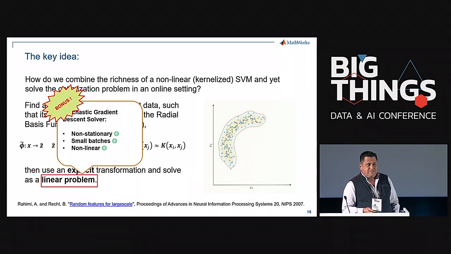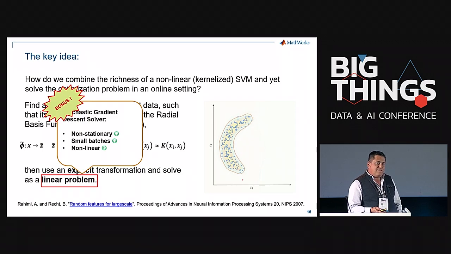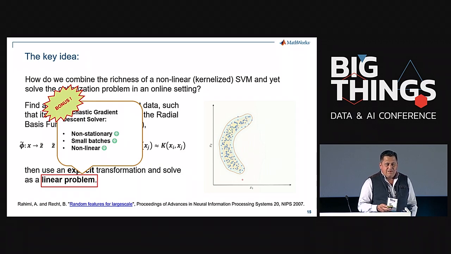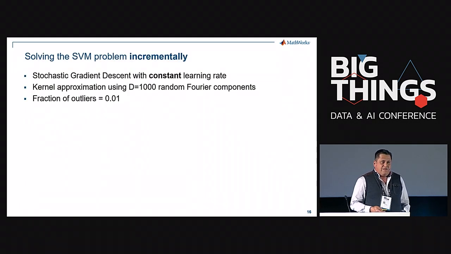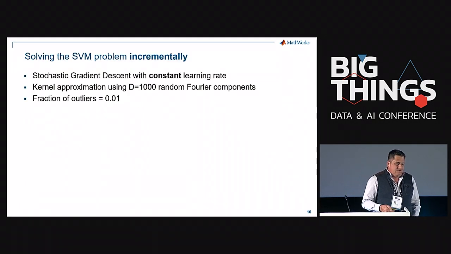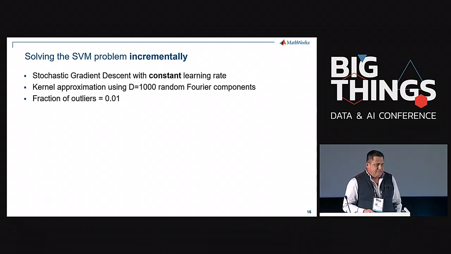And the way it works is stochastic gradient descent. We can actually use as small batches as one observation, and we can let the learning rate of the stochastic gradient descent be constant, and we are going to be continuously learning. So how do we apply this to our problem? We use stochastic gradient descent, as I already said, with constant learning rate.